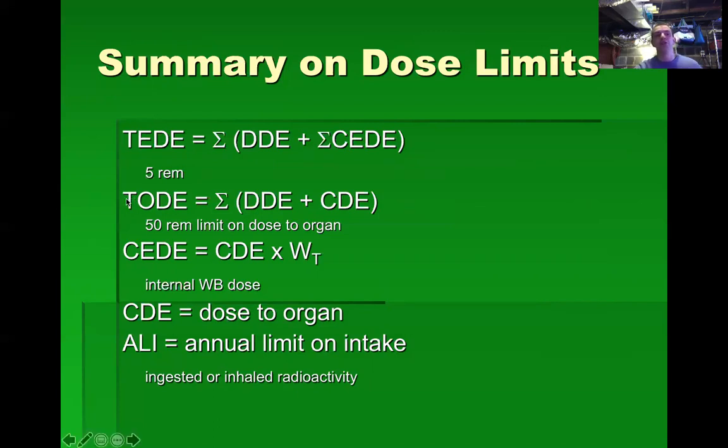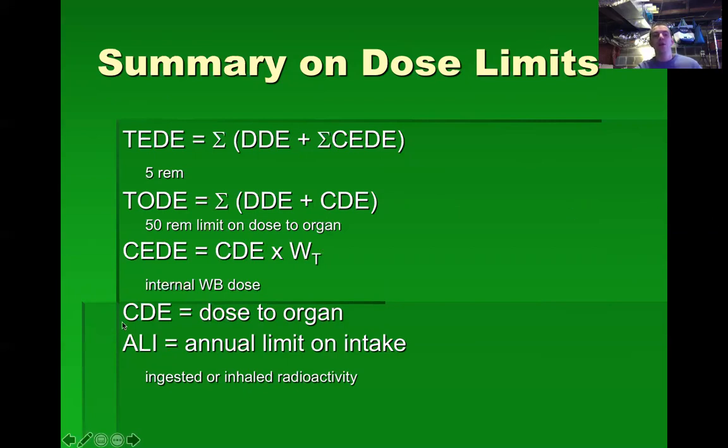If you're looking at just an individual organ, that's your total organ dose equivalent. That's that deep dose, which is thought to affect every organ uniformly, plus the specific committed dose to that organ, which would be that dose times any sort of quality factor or radiation weighting factor. Yeah, the committed effective dose equivalent is just the sum of the organ dose times the organ weighting factor.